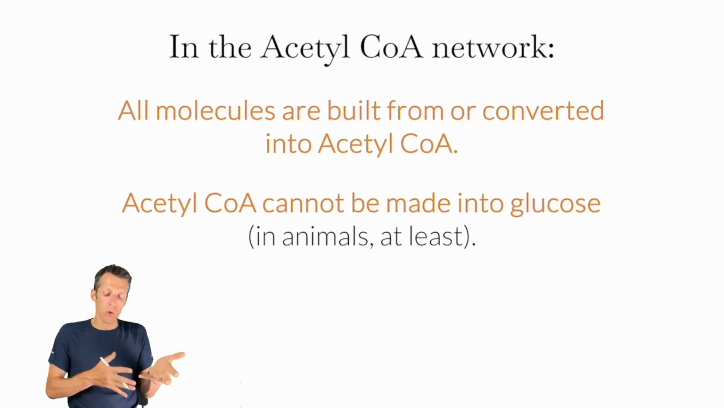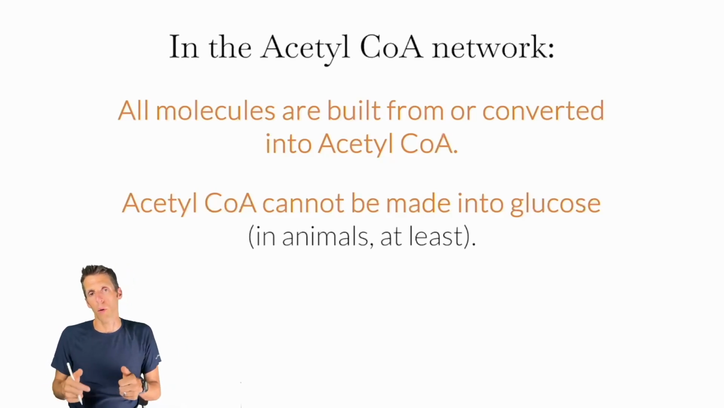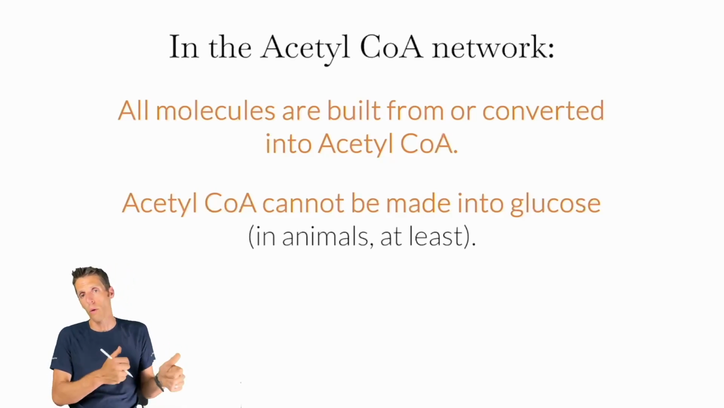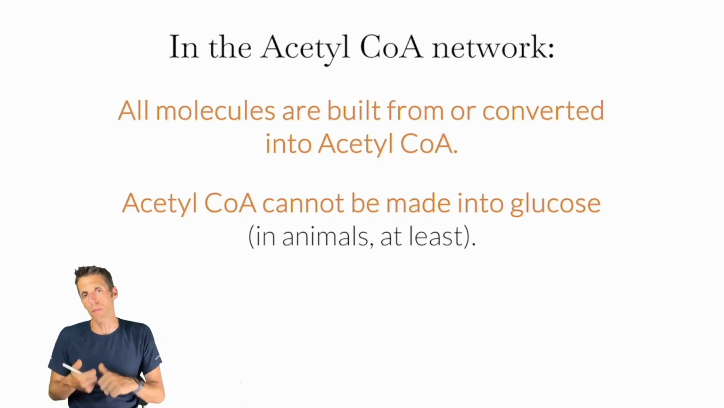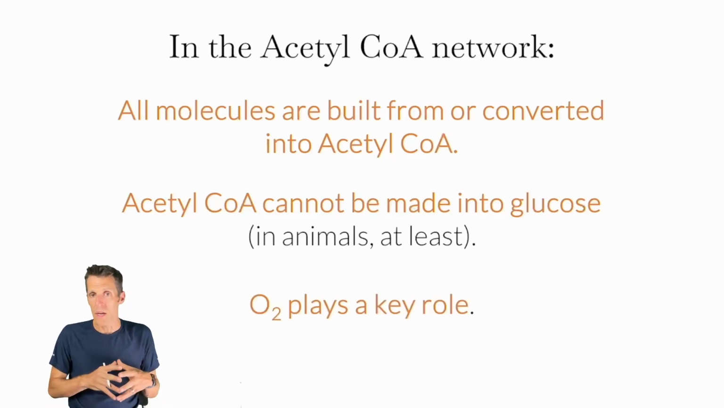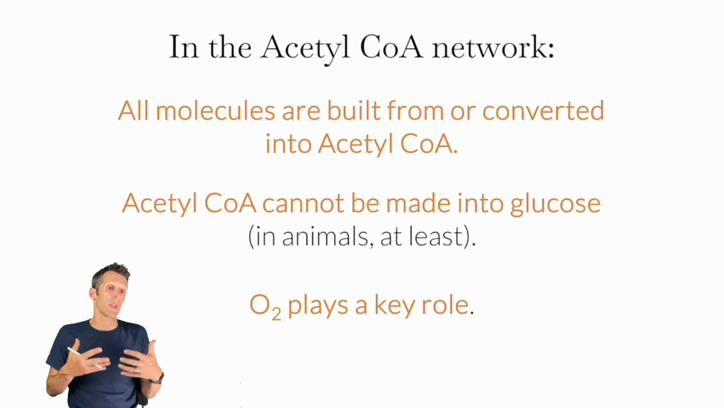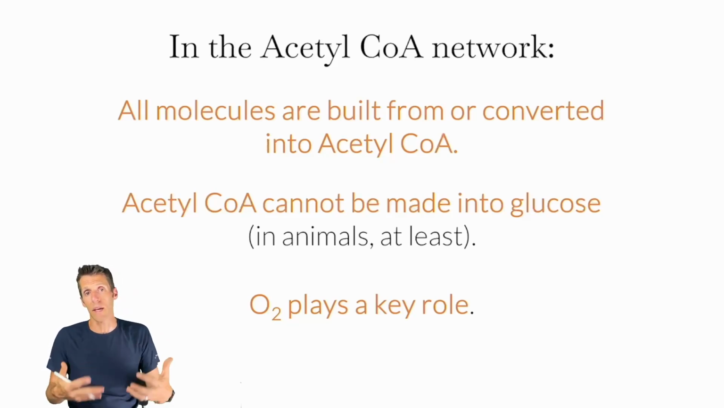Acetyl-CoA cannot be made into glucose, at least in animals. We don't have the metabolic machinery to go between these networks. So it's a one-way trip. We can go from glucose into acetyl-CoA, but not the other way around. And we're going to see oxygen ends up playing a really important role across these pathways, particularly on the catabolic side, the breaking down side. Oxygen is heavily involved in this network.